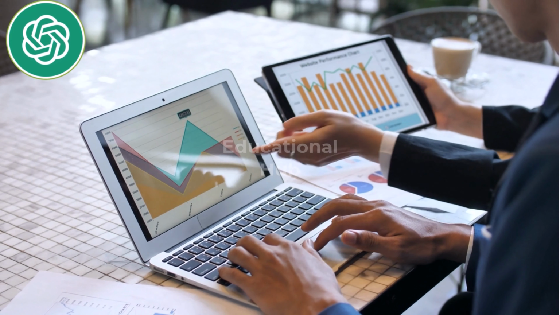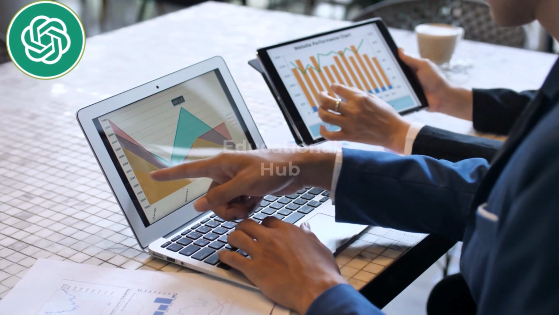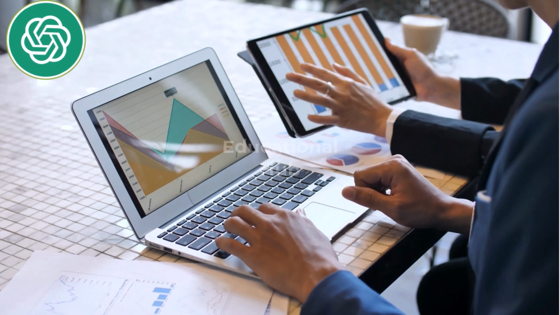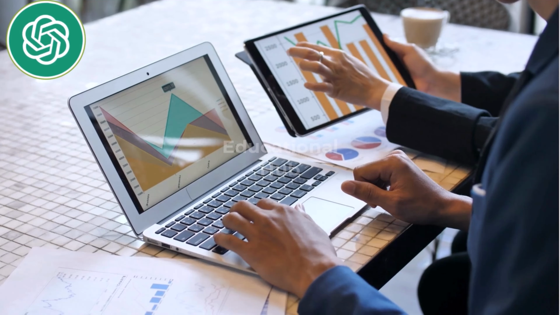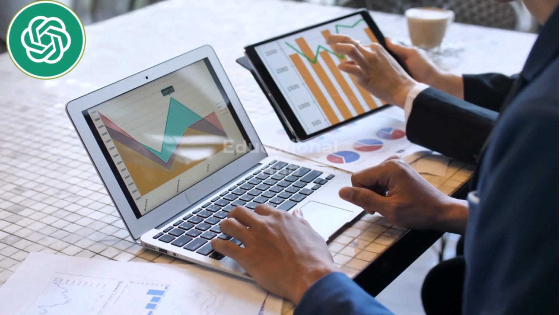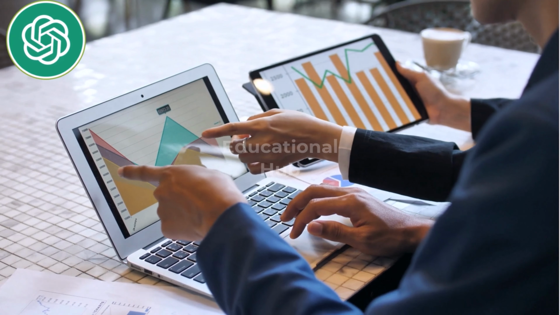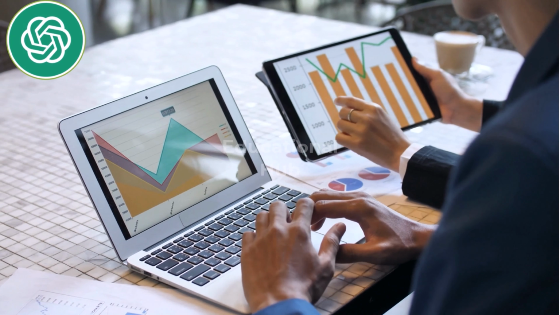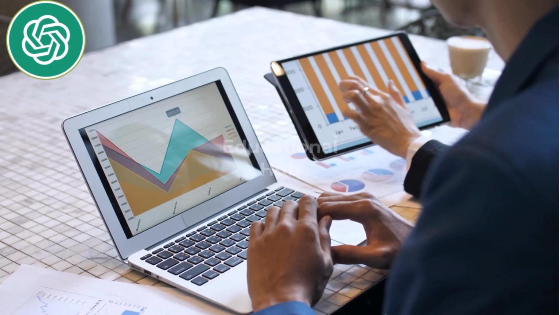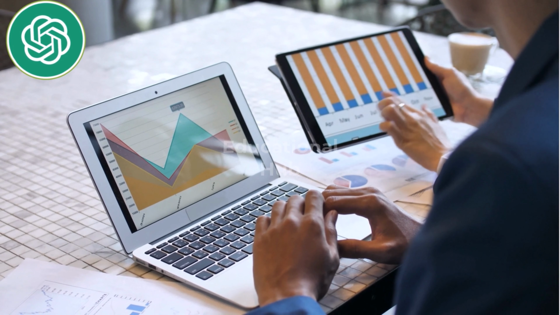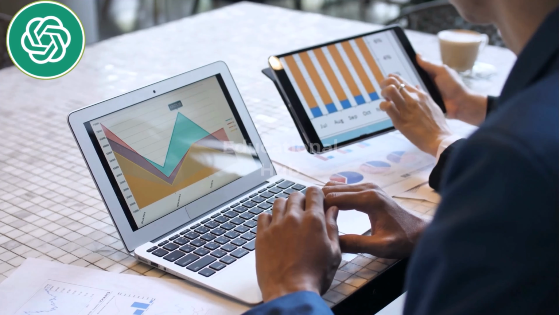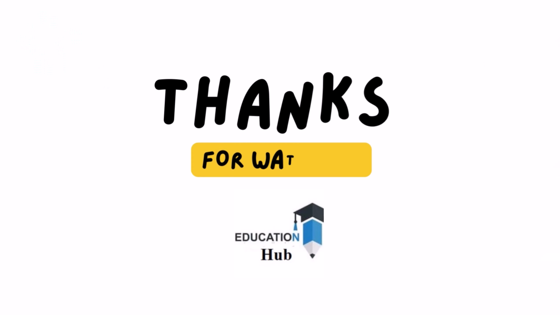Remember that while ChatGPT can be a helpful tool in the scientific research paper writing process, it is not a substitute for your own expertise, critical thinking, and analysis. Therefore, it is important to use ChatGPT in conjunction with your own knowledge and skills to ensure a high-quality scientific research paper.